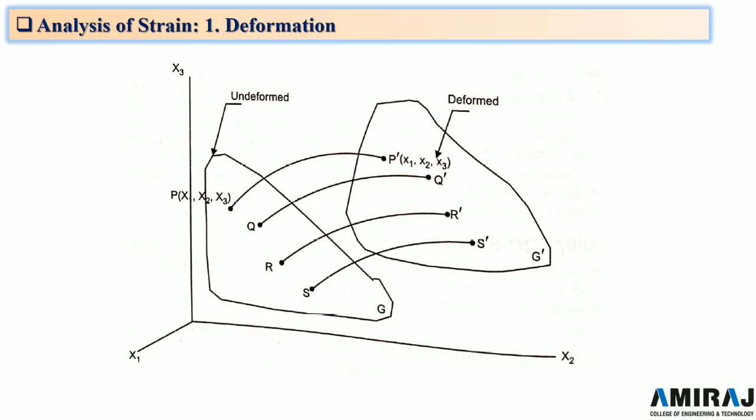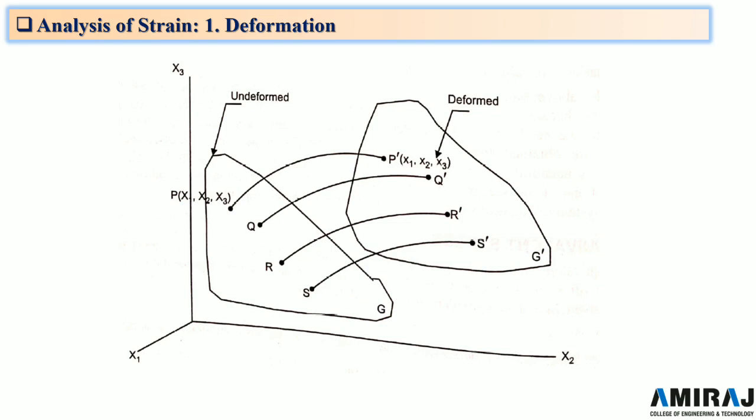Similarly, any other particle of the undeformed body occupies a unique position in the deformed state. So there is a one-to-one correspondence between positions of particles in the undeformed state and deformed state. No two particles of the undeformed body can occupy the same position in the deformed state, and similarly a particle of the undeformed body cannot occupy two positions in the deformed state. So this is the one-to-one correspondence in the deformed and undeformed state. This is the undeformed state and this is the deformed state. So this is about the deformation.